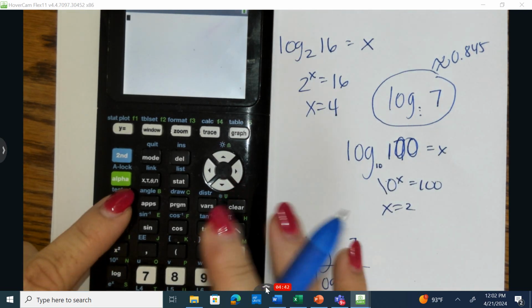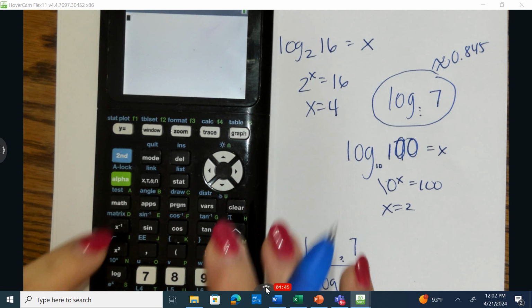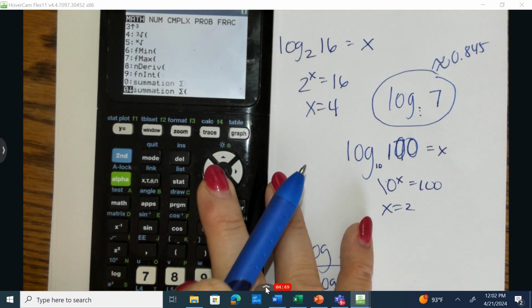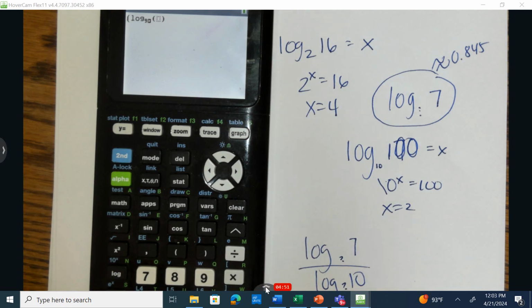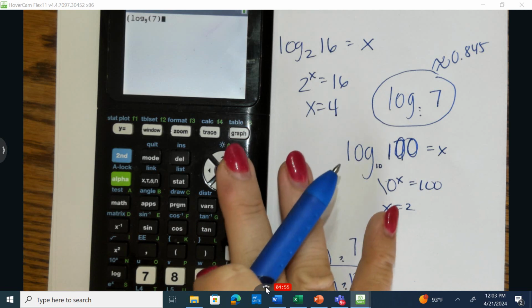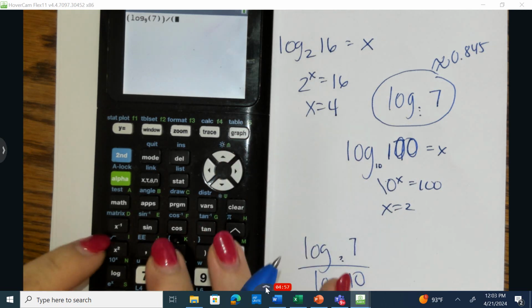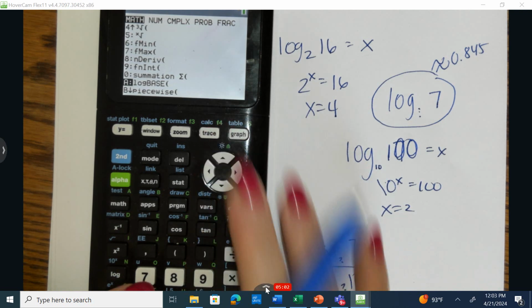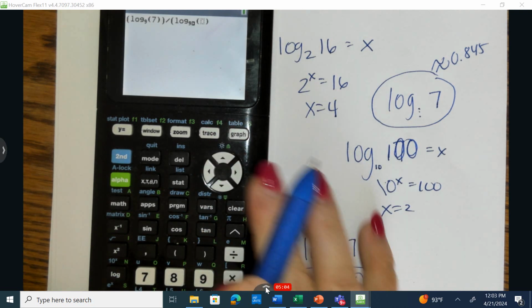So let's do this right now. We have math all the way down. Let's change it to 9. So I'm going to make this a 9. So log base 9 of 7 divided by log base 9 of 10.